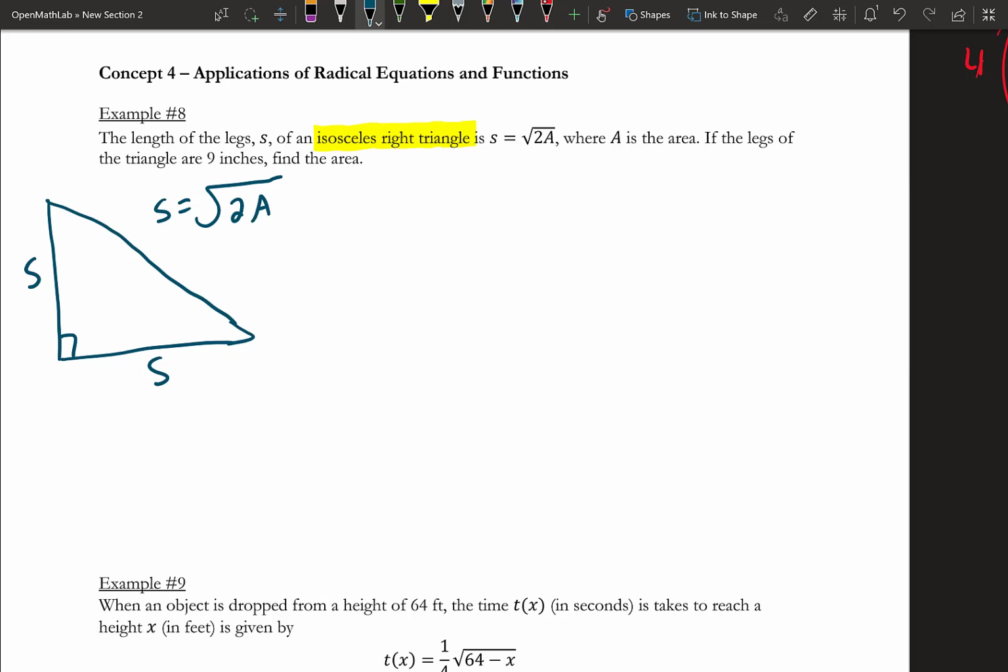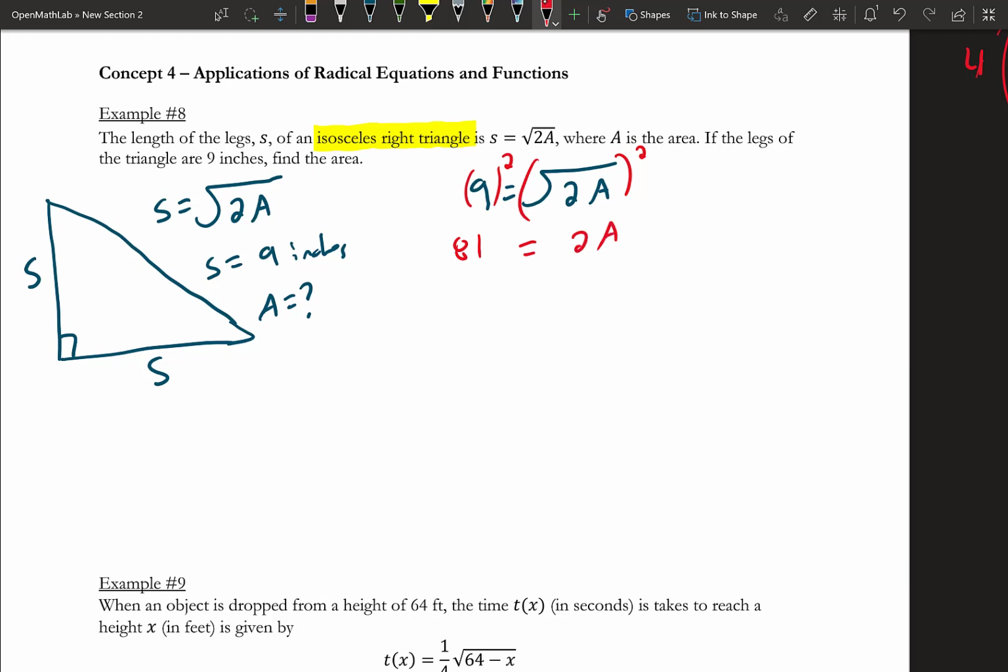So that's what we're working with. We know that S equals 9 inches. We want to find what a is. If I plug this in, we have 9 equals the square root of 2a. The square root's already isolated, so I could square both sides, and I get 81 equals 2a. Then I divide both sides by 2, and I get 40.5 equals a.